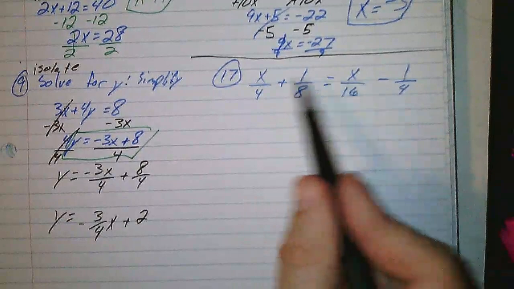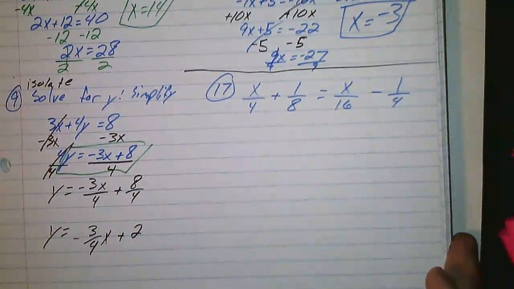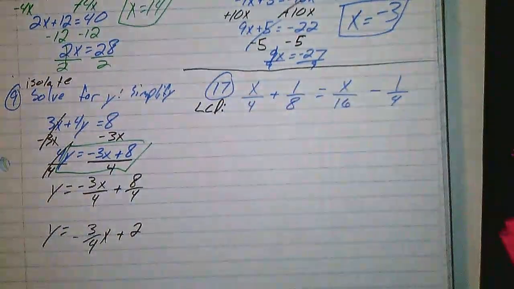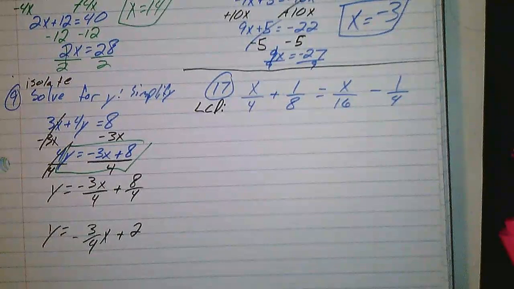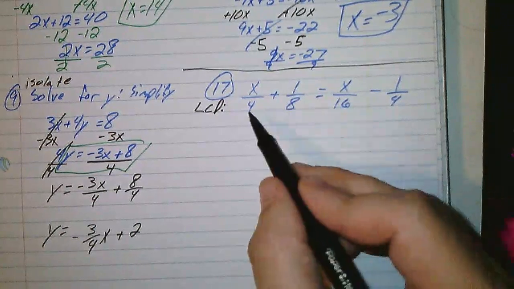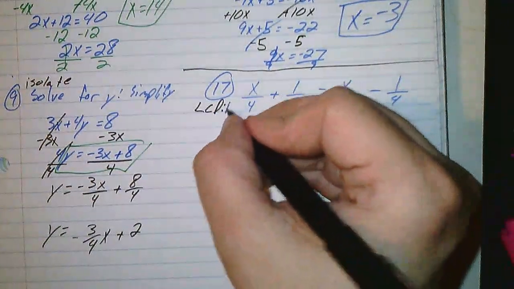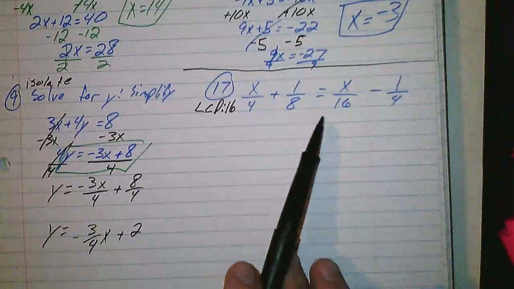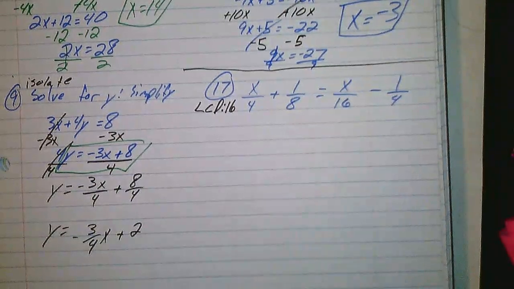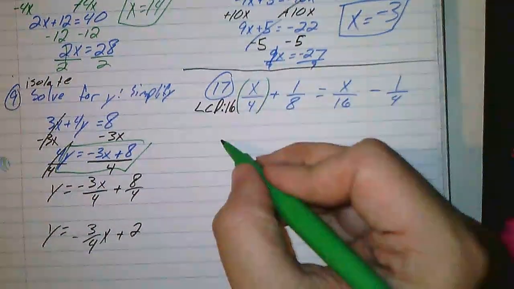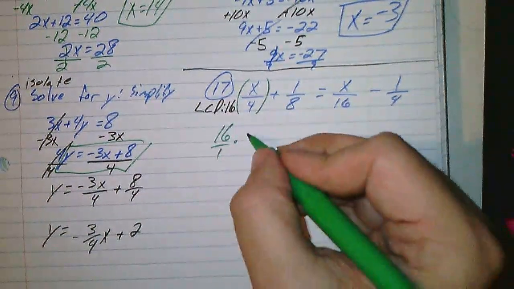So students, they don't love the problem where we multiply each term by the LCD. The LCD is often the largest of the denominators that we see. So 4, 8, and 16. So that's a tip for you. The LCD will often be the largest of the denominators. So we need to multiply everything by 16.